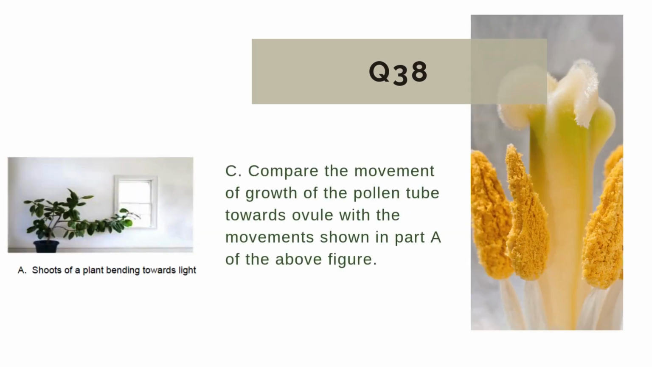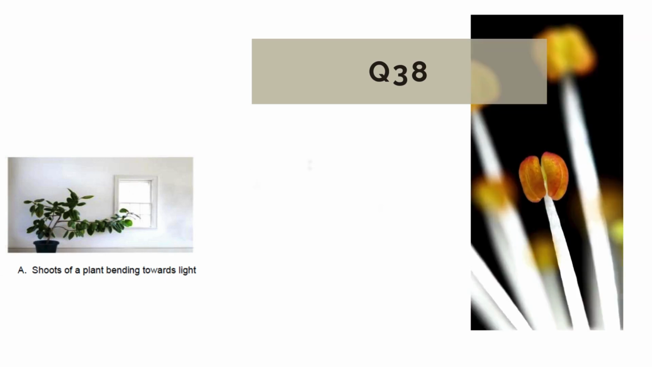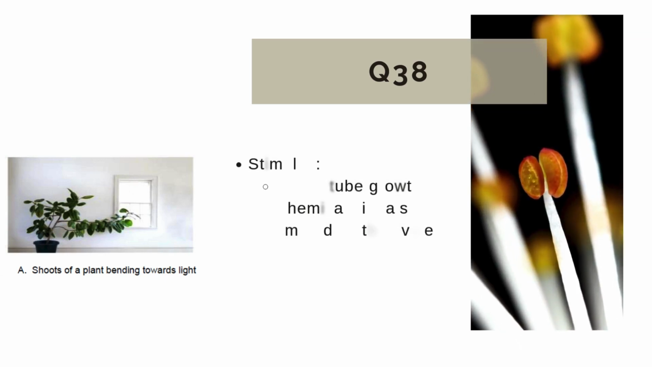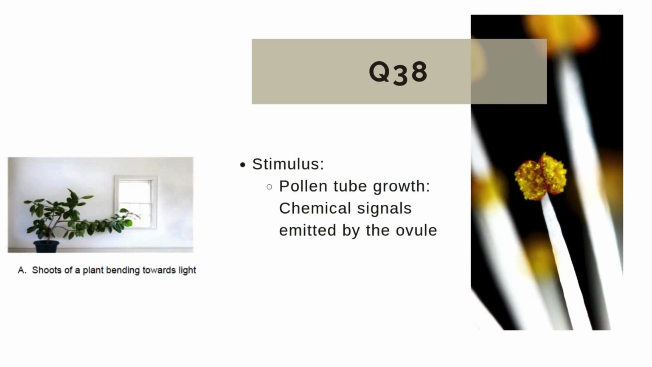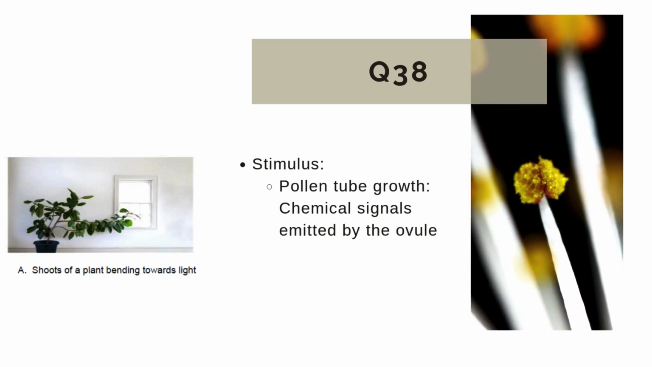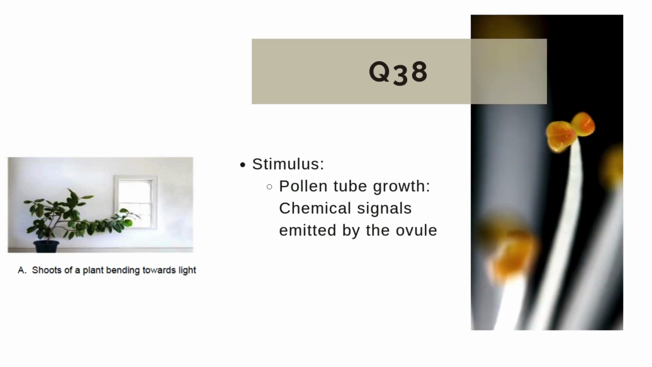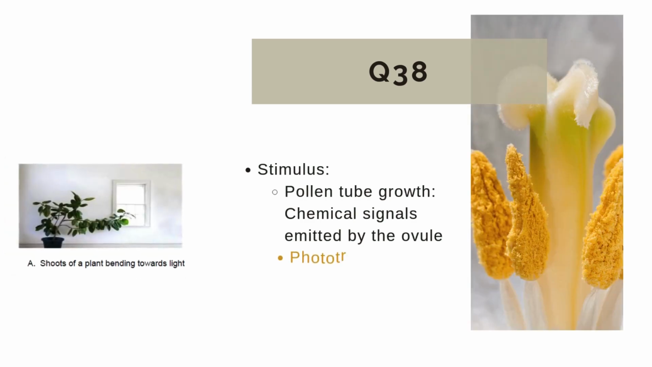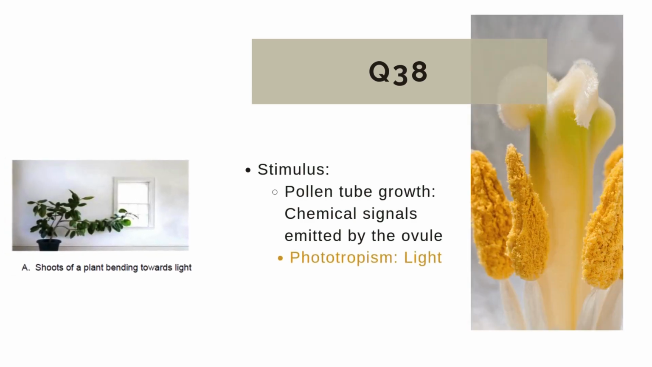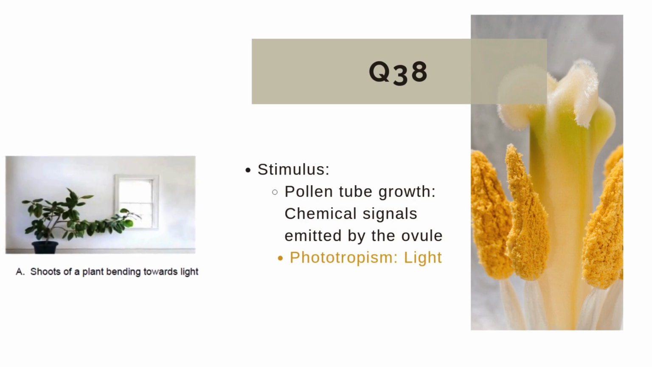Now compare the movement of growth of the pollen tube towards the ovule with the movements shown in part A of the given figure. First key difference is the stimulus. The movement of a pollen tube towards an ovule is an example of chemotropism, where the growth is directed by chemical signals released by the ovule, while phototropism is the directional growth of a plant in response to light.